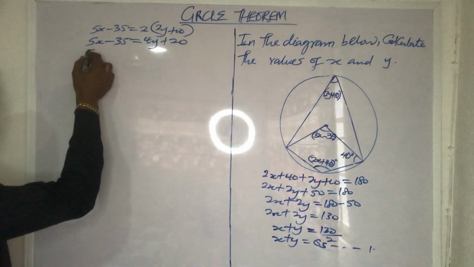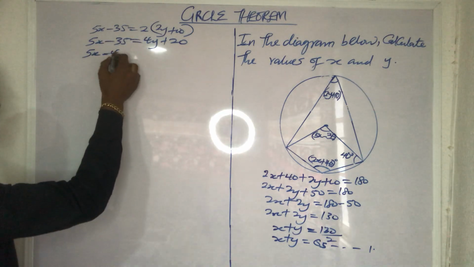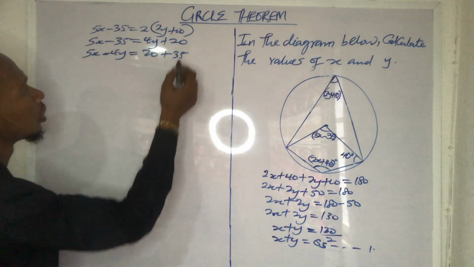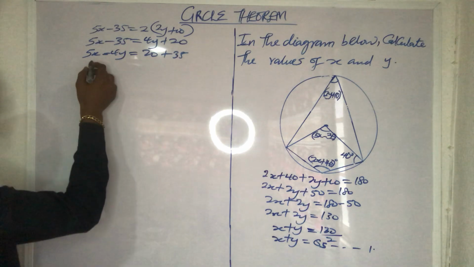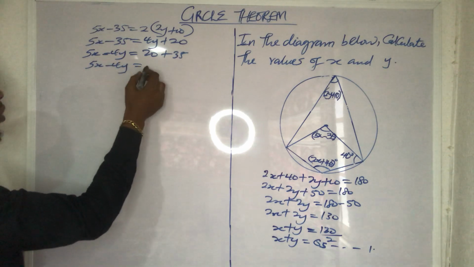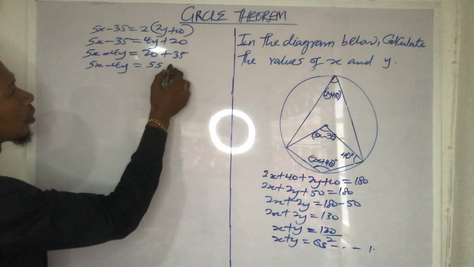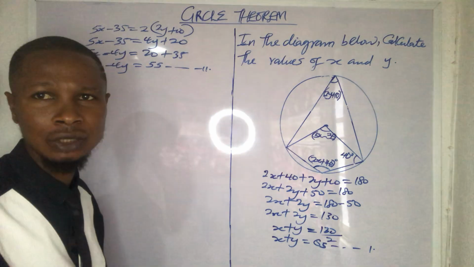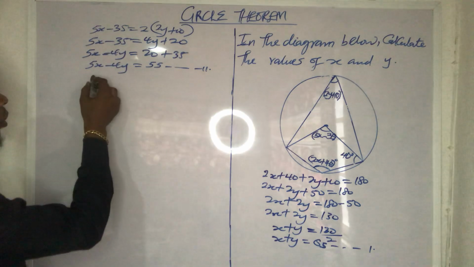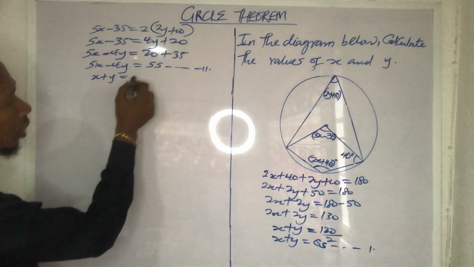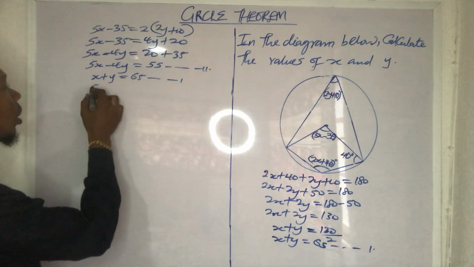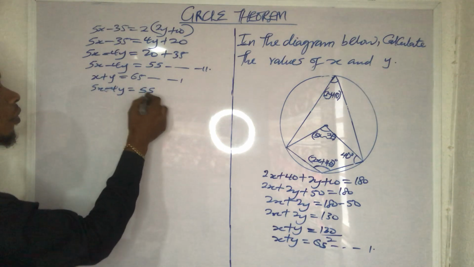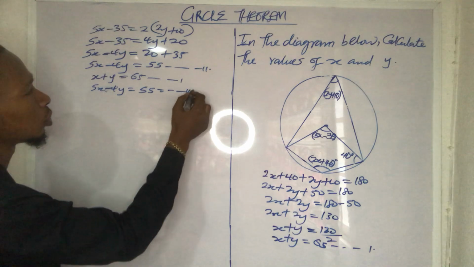Collecting like terms, that will be 5x. This will come here to be minus 4y is equal to 20. This will go there to be plus 35. Then in that case, I will have 5x minus 4y is equal to 55. Call this one equation 2. Bringing the two equations together and solve simultaneously. This is equation 1. You have x plus y is equal to 65, equation 1. Then 5x minus 4y is equal to 55, equation 2.